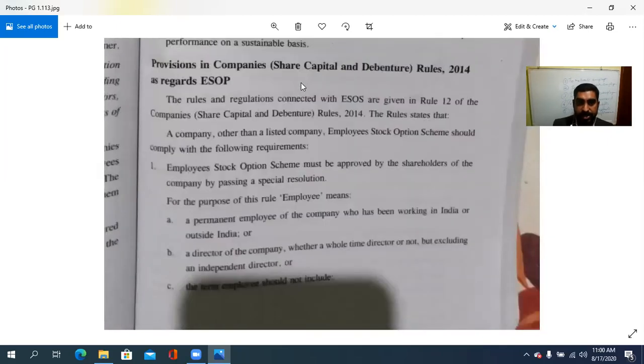Next is what are the provisions with regard to the Companies Act as per for this purpose.